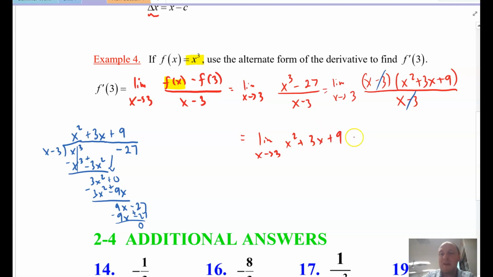plus 9. Since this is a polynomial, it's continuous everywhere, so I can just evaluate my function. I can plug it in. 3 squared, that is 9, plus 3 times 3, 9, plus 9.